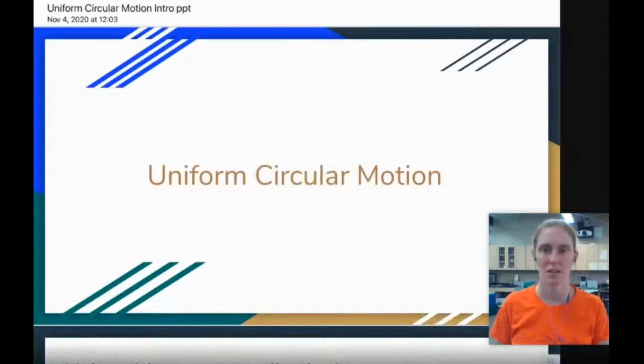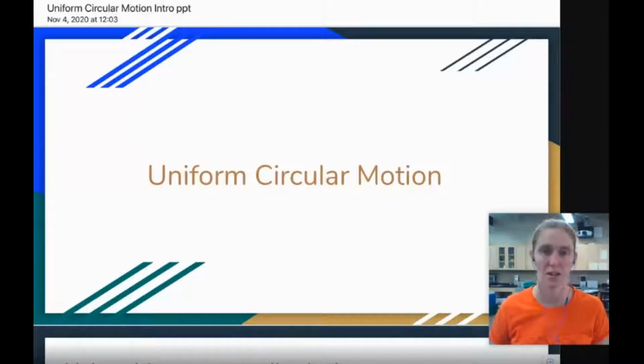So today we're going to be talking about uniform circular motion. And uniform circular motion is going to be anything for orbits, a car going around and making a turn, something on the end of a string getting flung around like a lasso. And so we're going to be talking about all those different circumstances.